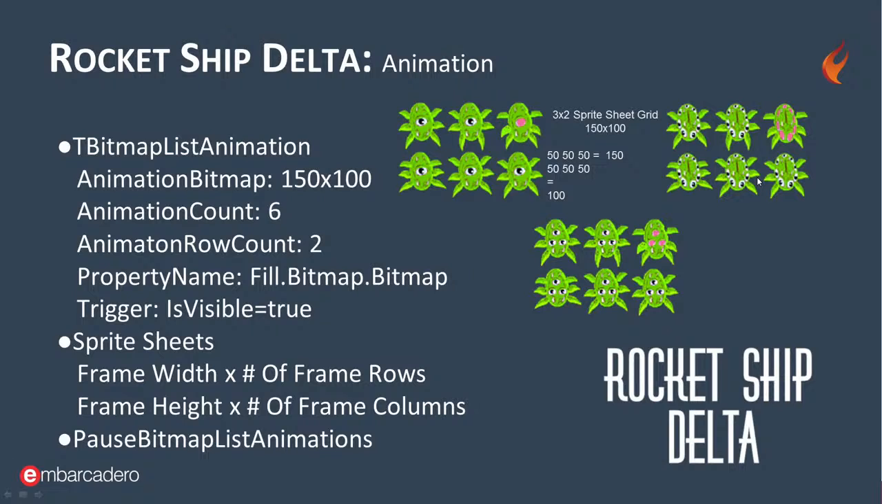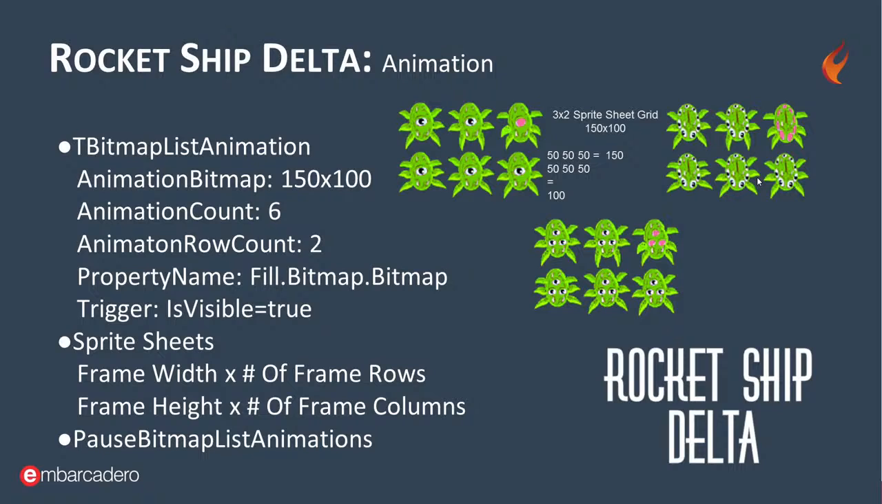Let's talk about animation. We covered the animation a bit already, but animation is implemented using the T-bitmaplist animation component, which is built into the FireMonkey framework. T-bitmaplist animation uses a sprite sheet, which features each frame of an animation on a single bitmap. The frames are copied from the sprite sheet and drawn in place to create the animation.